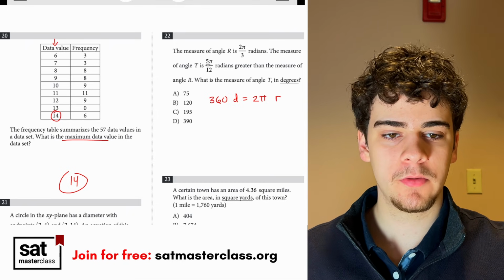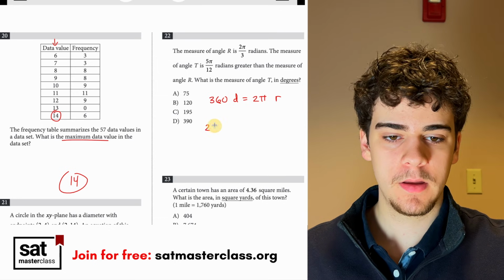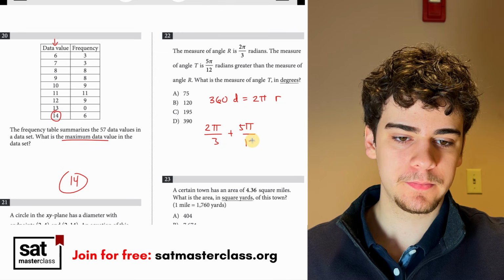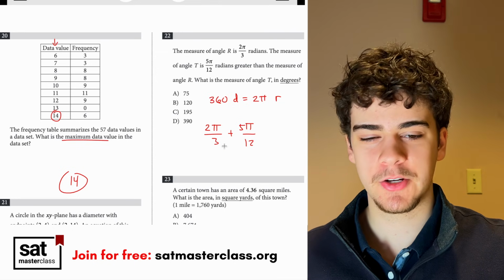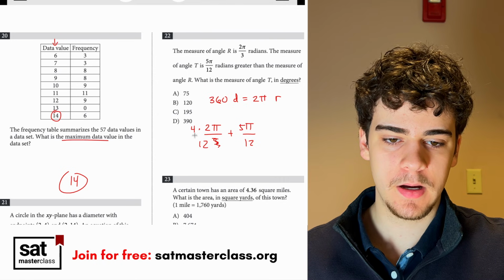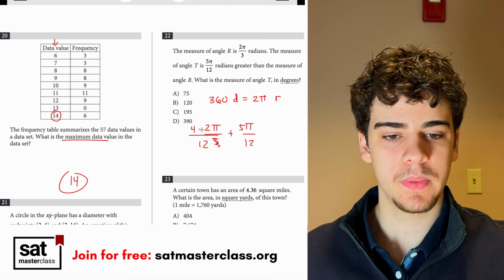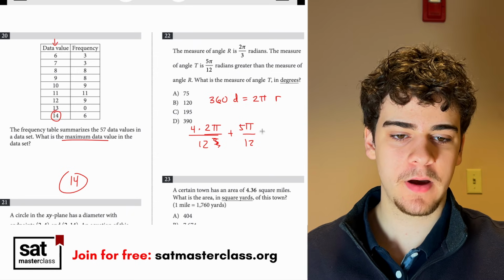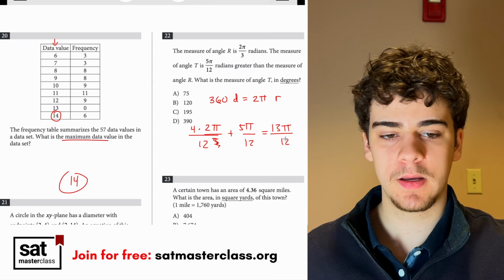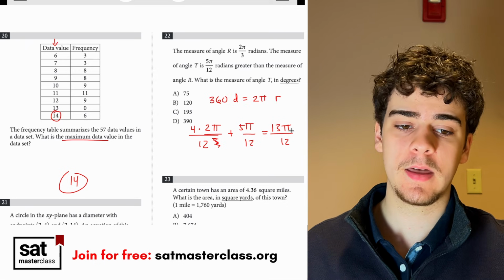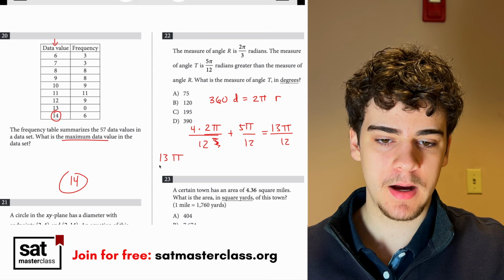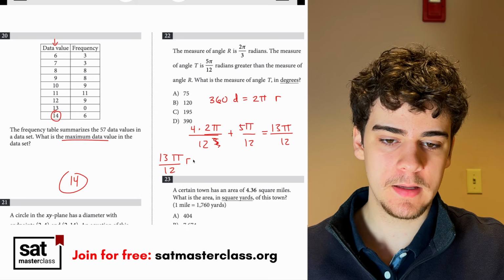If we have 2π/3 radians plus 5π/12, let's get this one over 12 so we can actually add these. Multiply top and bottom by 4, so we have 8/12 π. So 8π plus 5π gives us 13π/12. That is in radians, and we're trying to convert that to degrees. So we have 13π/12 radians.